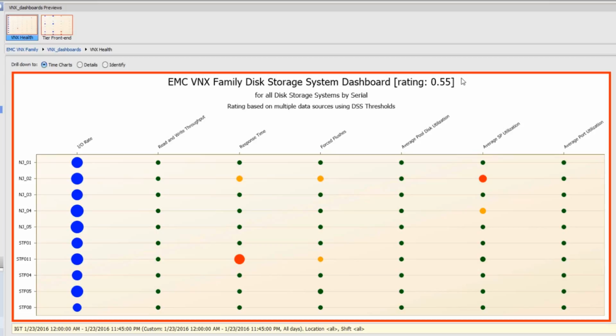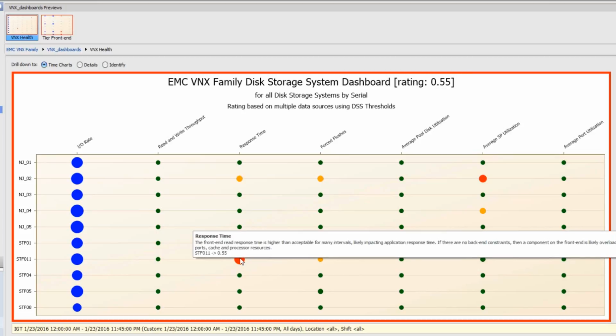So looking at the rating, which is located just in the system title, we see a rating of 0.55. The largest bubble in here is the response time, and this is the front-end response time. Basically what we're saying here is we've got a response time issue on this STF011.